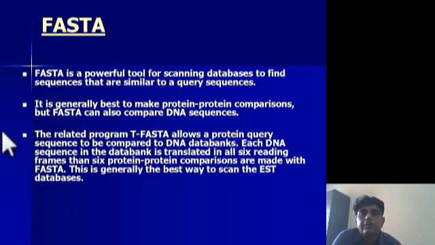So that is a way by which you can compare a protein not only to a protein sequence, but also to its gene or DNA sequence. Each DNA sequence in the data bank is translated in all 6 frames, and then the 6-frame proteins are compared with FASTA, and this is generally the best way to scan the EST database. EST stands for expressed sequence tag, right? So for finding EST comparisons, FASTA can be utilized.